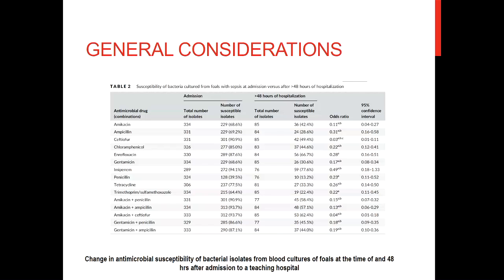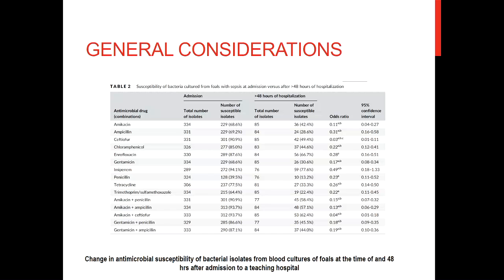This is looking at the change in antimicrobial susceptibility from blood cultures of foals. They were taken at admission and then again 48 hours later. What you notice is that at the time of admission, about 70% of the isolates are susceptible to amikacin, 70% ampicillin, 91% ceftiofur. When you look at combinations, ampicillin, amikacin, 94%, ceftiofur, amikacin, 94%. Pretty susceptible.